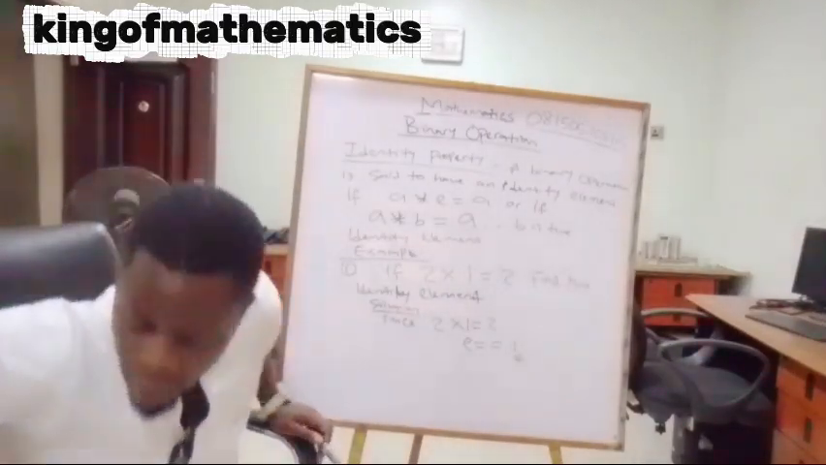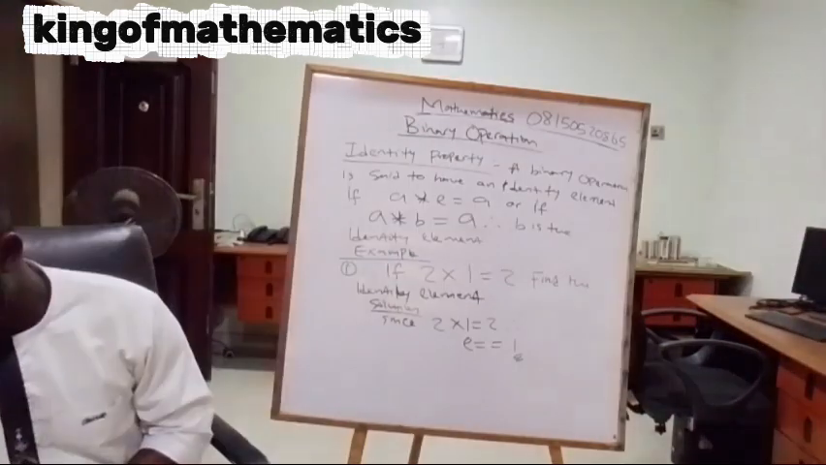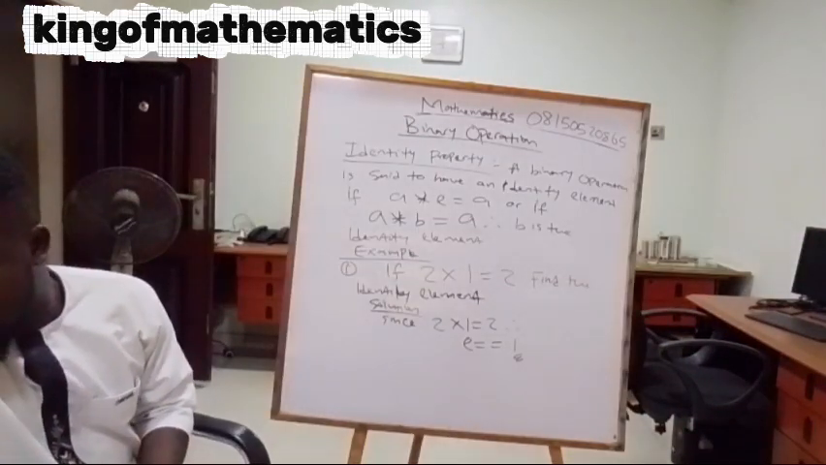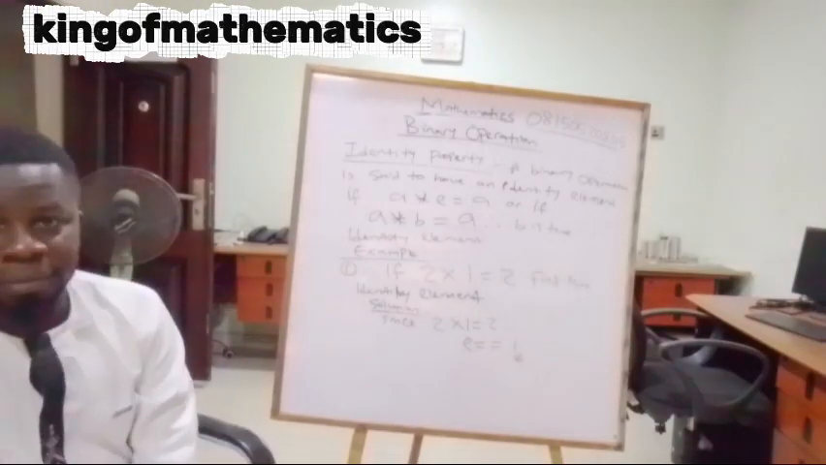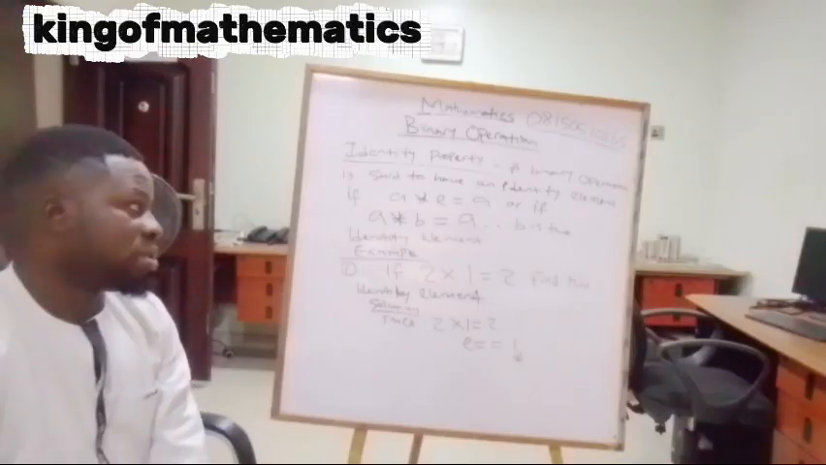So that's how we go about it. So therefore, E, which is the identity element, is equal to what? Is equal to 1.